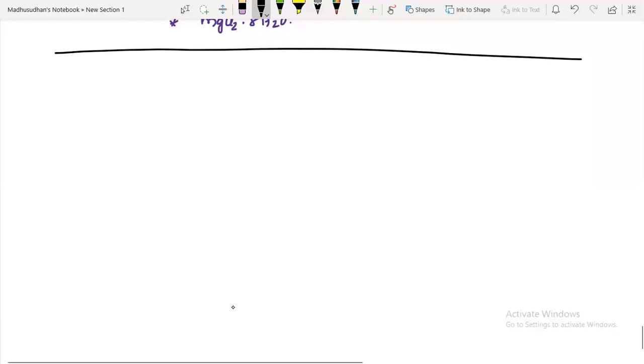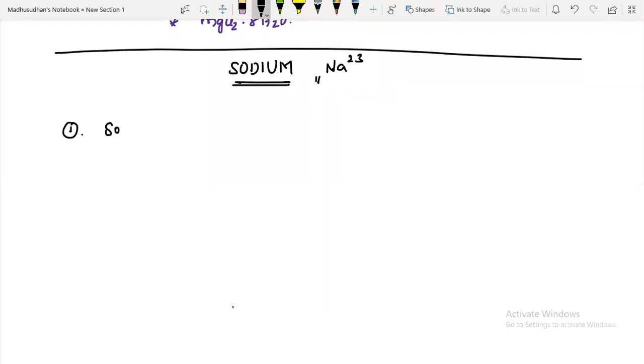Next, we'll discuss some important compounds of first group elements. First, I'll talk about sodium. What is sodium? Sodium is atomic number 11. Mass number is 23. And its important compounds we are going to discuss. The first important compound of sodium is sodium carbonate. What is the formula? Na2CO3. This is also called washing soda.